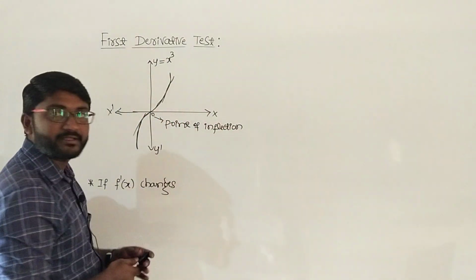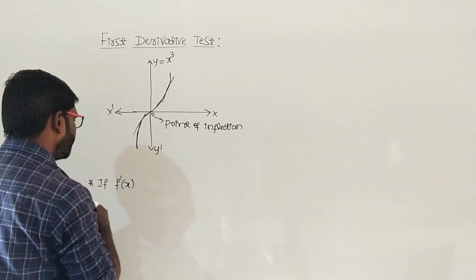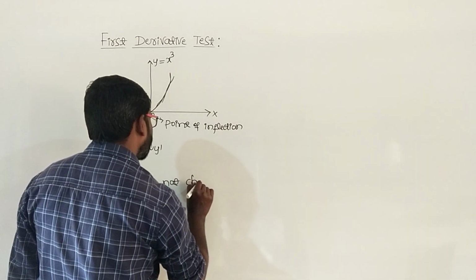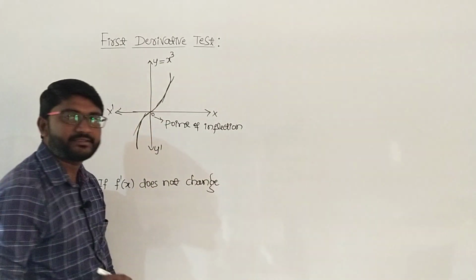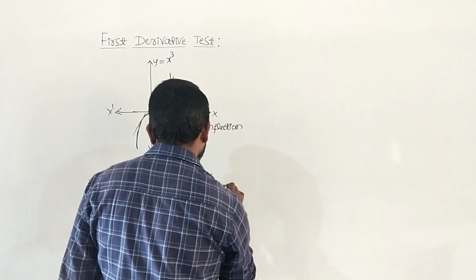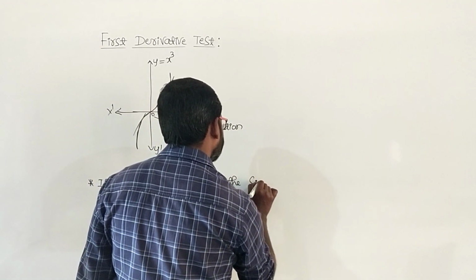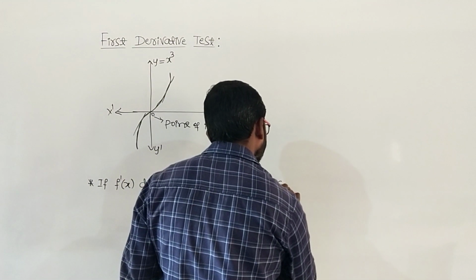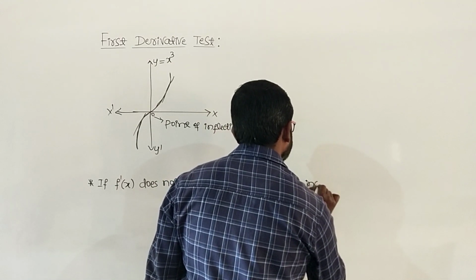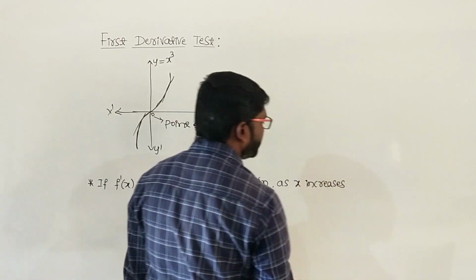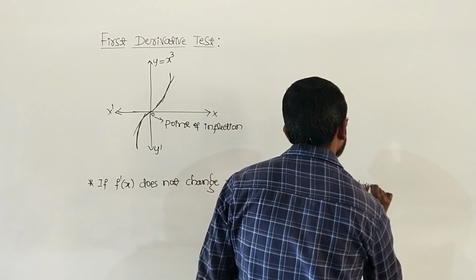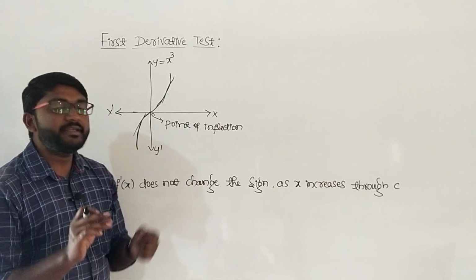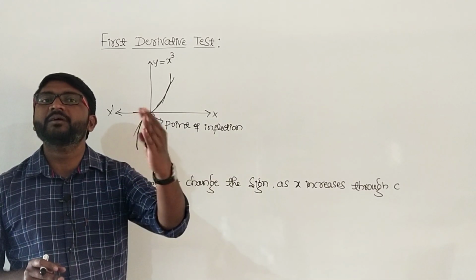See here, if f dash of x does not change sign as x increases through c, then c is neither a point of local maxima nor a point of local minima.